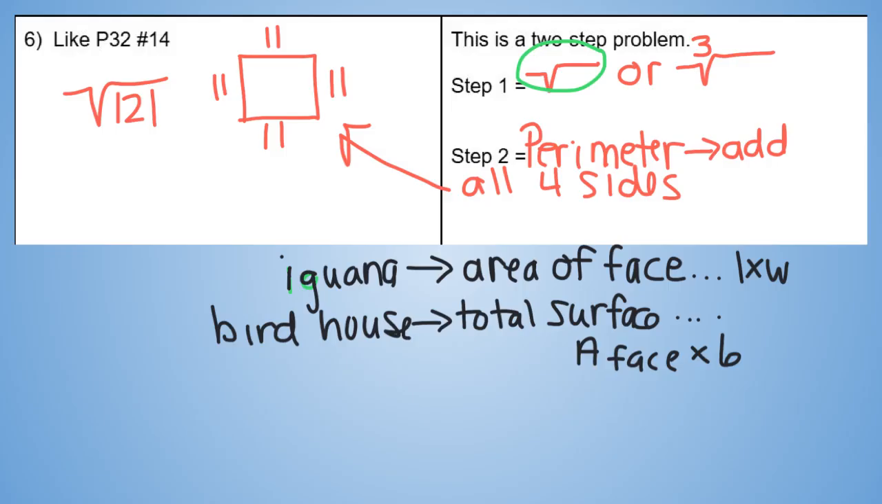So we start off the same on all of these problems. We found out how much one side was. If that's all they want, great. If they want perimeter, add all the way around. If they want an area of one face, take length times width. If they want the total surface area, find length times width times 6.